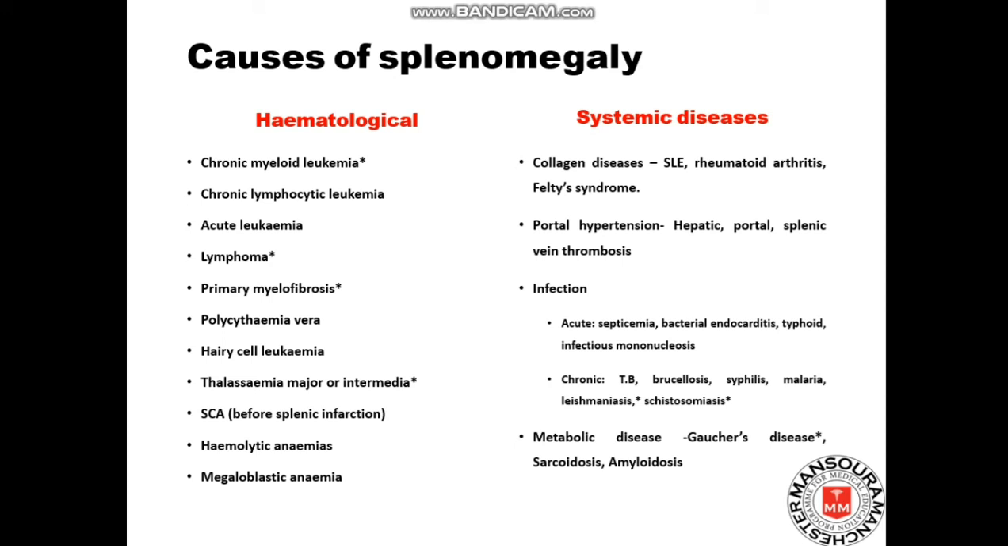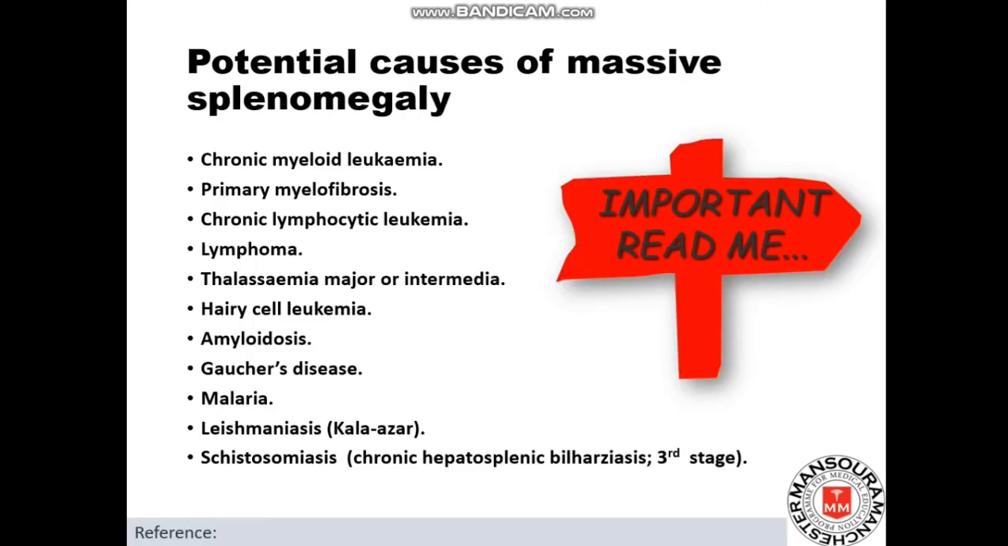Systemic diseases: collagen diseases, systemic lupus erythematosus, rheumatoid arthritis, Felty's syndrome, portal hypertension, hepatic, portal and splenic vein thrombosis. Infection: acute septicemia, bacterial endocarditis, typhoid, infectious mononucleosis, chronic tuberculosis, brucellosis and syphilis, malaria and leishmaniasis and schistosomiasis. Metabolic diseases: Cushing's disease, sarcoidosis and amyloidosis. This is an important message you must know, it is important in the exam.